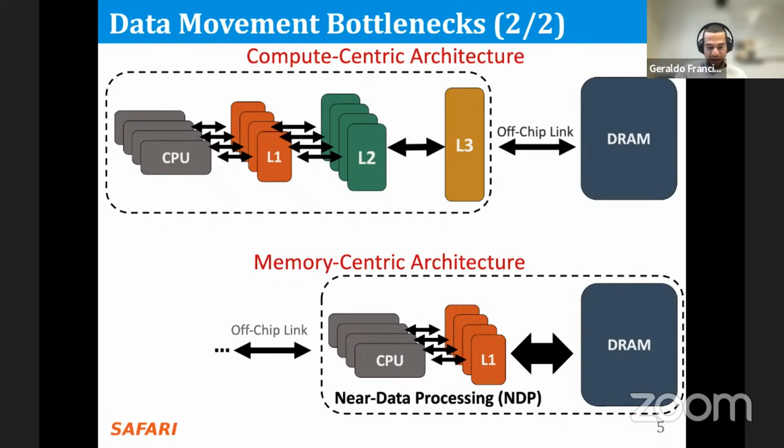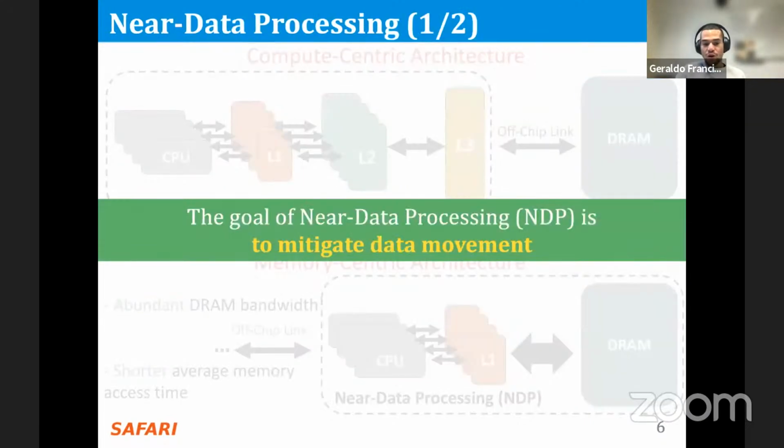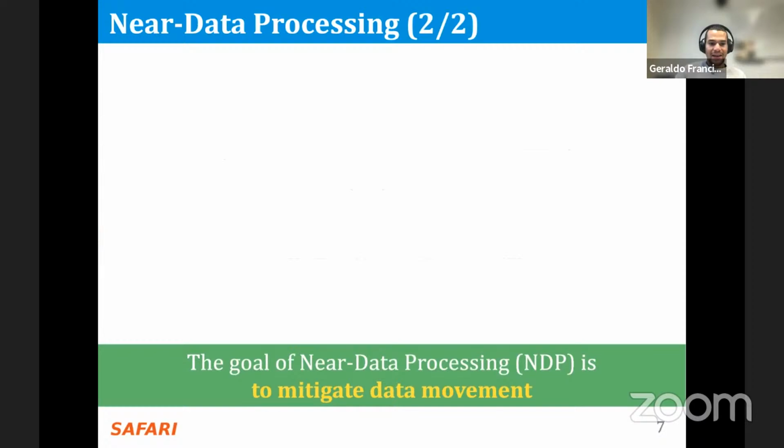And as I said, near data processing is one of the main examples of memory-centric architectures today. So the main goal of processing in memory, as a memory-centric architecture, is to mitigate the data movement bottleneck. And near data processing is not a new idea. There are proposals from the 1970s, for example, that already proposed near data systems. However, only recently has the industry started catching up with the advance of near data processing techniques.